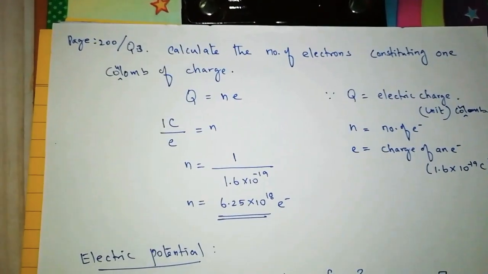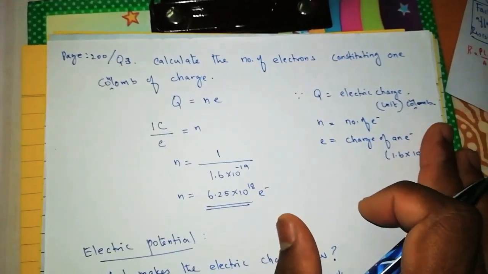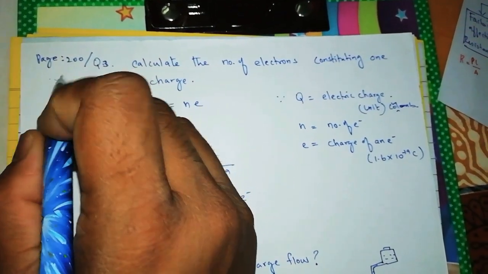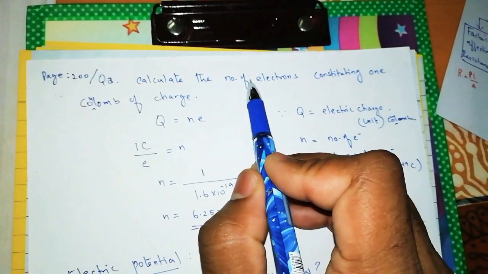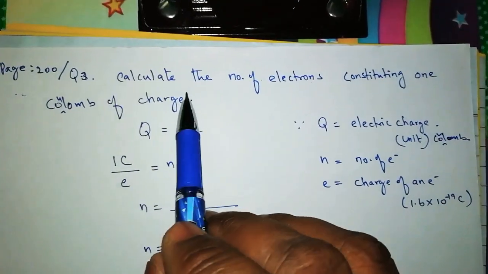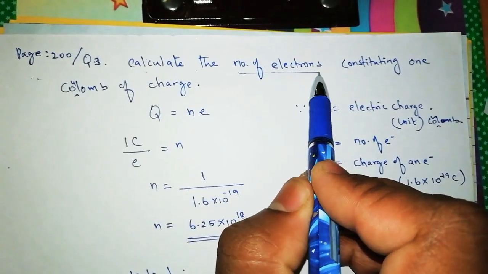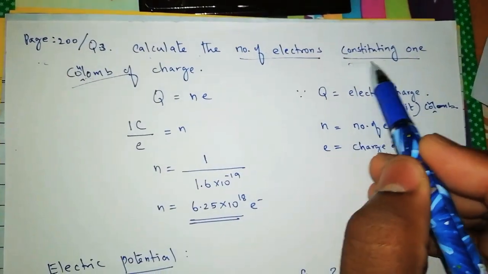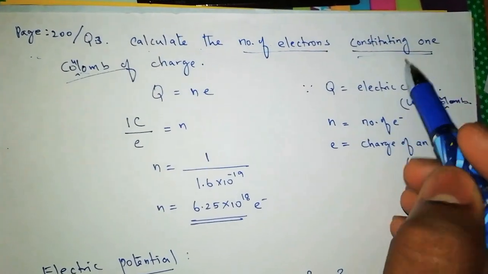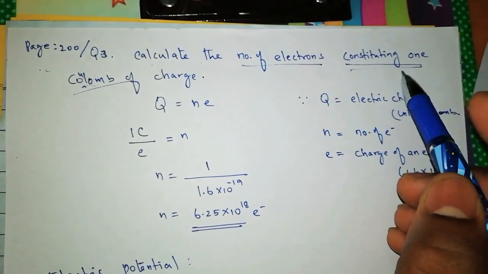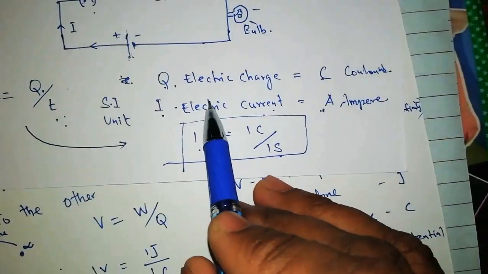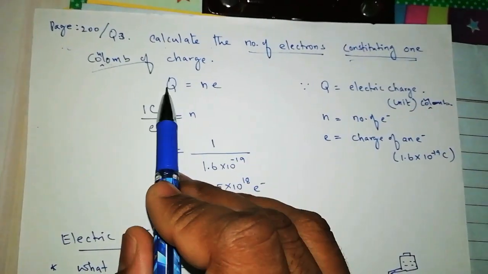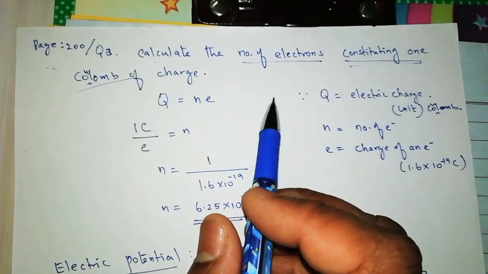We'll do one simple calculation to understand this, because this question is sometimes asked in 1 mark or 2 mark questions. Okay, calculate the number of electrons constituting 1 coulomb of charge. Coulomb of charge, you should know that it's Q, electric charge, coulomb, right? And you should calculate the number of electrons. There is a formula there.